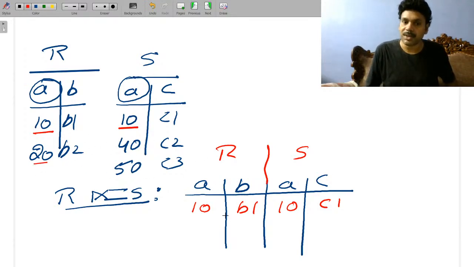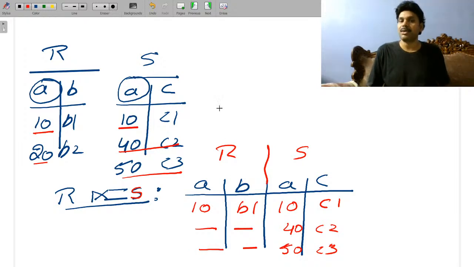Now you observe: 40 C2 and 50 C3, we are looking at the other side. These are the tuples remaining in S which are unmapped with R. So 40 C2 does not have mappings with R, and 50 C3 does not have mappings with R. This is the representation of R right outer join S. Okay, friends.